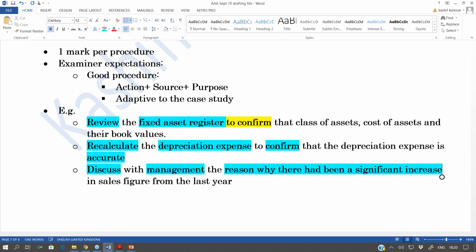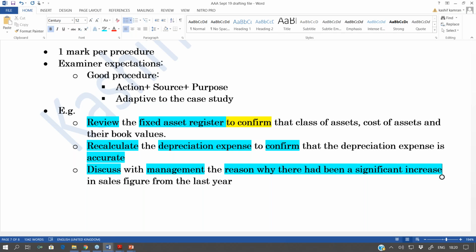So when you're writing the procedure at home before the exam paper, will you make sure that your procedure has an action, source, and purpose? Will you do your self-checking back at home? Will you check your own procedure? So when you're writing a procedure at home, will you recheck that it has an action, it has a source, and it has a purpose? If it is that way, then it becomes a good procedure for exam paper, right?